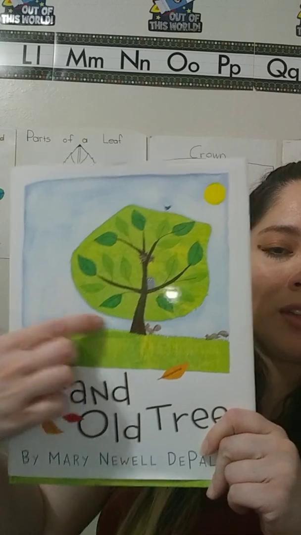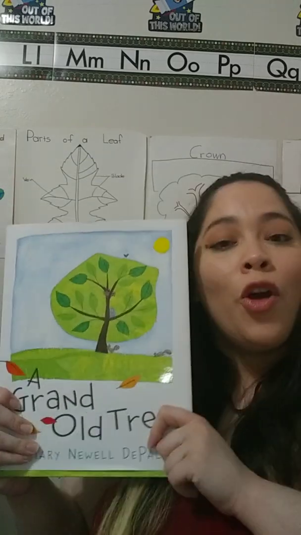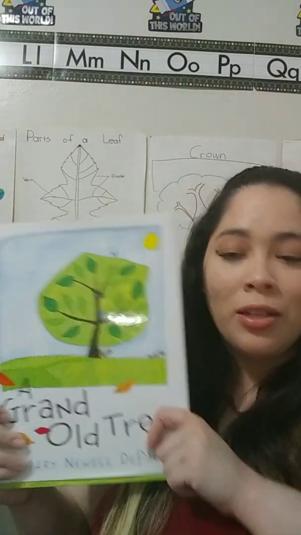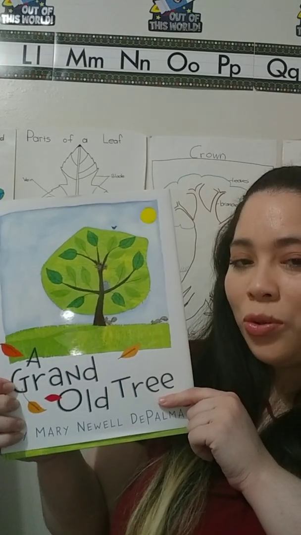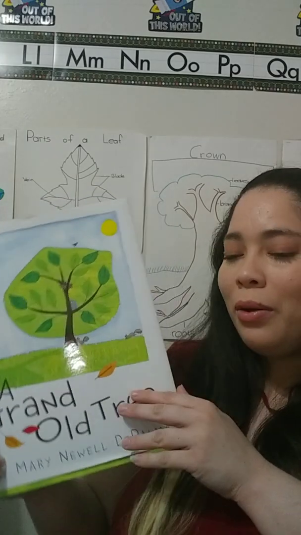Look what's in front. What is this? This is a tree. We are learning about trees, and the title is called A Grand Old Tree. Let's see what this story is about.